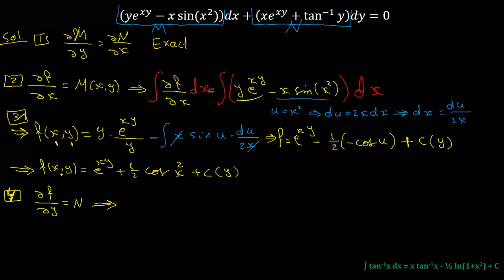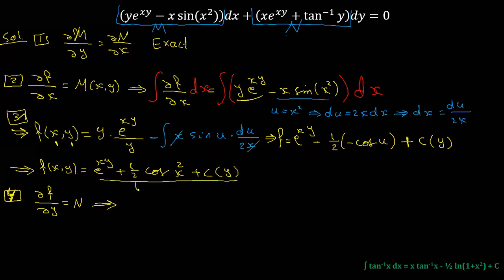This is my solution. But unfortunately, my solution has c(y) and I don't know c(y). I'm going to find c(y) as follows. I will set the partial derivative with respect to y to be n, and now I'm going to substitute. Rana, help me to find the partial derivative with respect to y of this function.